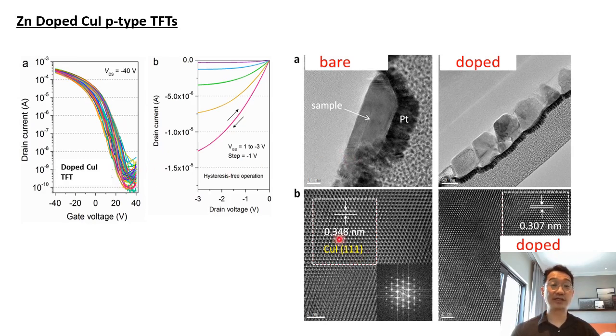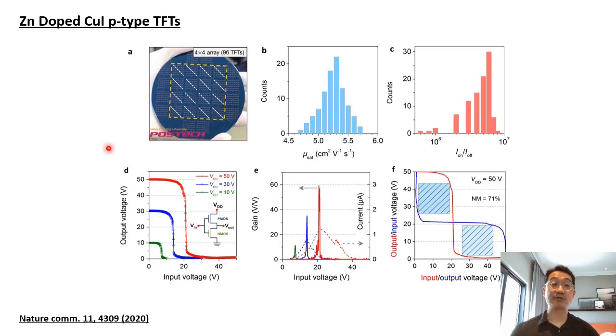The crystallinity of the bare film and the doped film both show very high crystallinity, which means zinc is effectively incorporated into the copper iodide film. Finally, we demonstrated a large-area transistor array on a 4-inch wafer, and also a CMOS transparent inverter with an indium gallium zinc oxide transistor. All the transistors measured on this one wafer show very good uniformity, with mobility between 5 and 5.5 and an on-off ratio close to 10 to the 7.